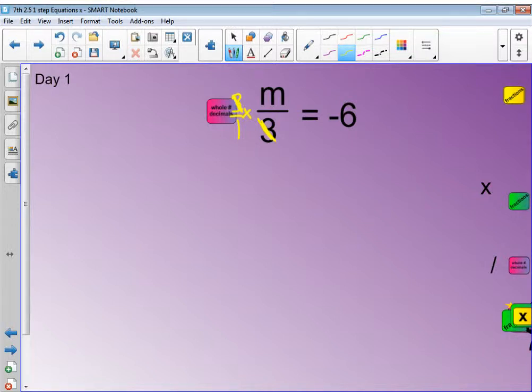So over here I'm going to go times 3 over 1, which since I'm working with a whole number, I can just write it out as times 3. So now I get m equals 6 times 3 is 18. And there was one negative, so I get -18.